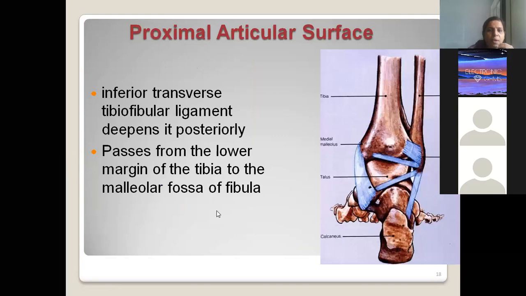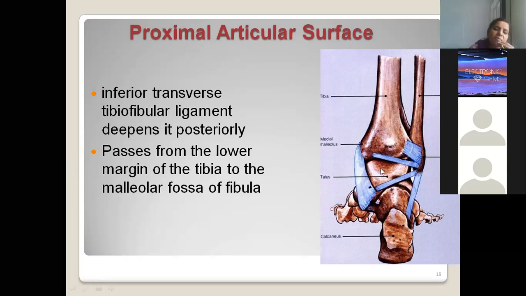Tibiofibular mortise. Then now the proximal articular surfaces. So what is the inferior transverse tibiofibular ligament? Can you see this ligament here? Tibiofibular, that means running between the tibia and fibula. This is the inferior tibiofibular ligament, which is actually deepening this joint a little. It deepens it posteriorly. Now, if you see, the bones are very much clear here. In fact, this is the posterior aspect of the joint. You are seeing the lower end of the tibia, or the inferior aspect of the tibia, medial malleolus, then lateral malleolus, then the talus bone is very clearly seen.